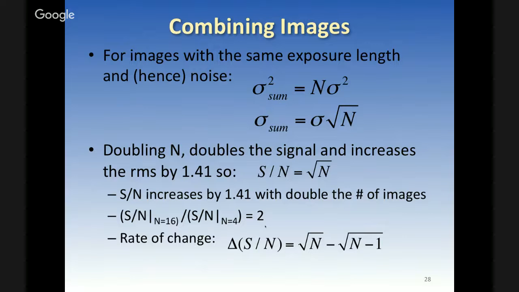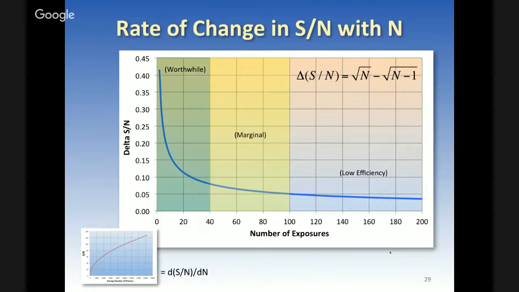We can also look at the rate of change of signal to noise. If signal to noise is just the square root of n, the rate of change is proportional to the square root of n minus 1. And we can plot that. We can look at the rate of change in signal to noise with the number of images that we take. If we look at the number of exposures and how much improvement we are getting, you can see in the first, say, 40 exposures that the signal to noise is really improving considerably.